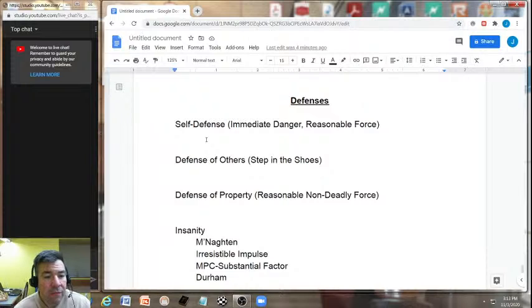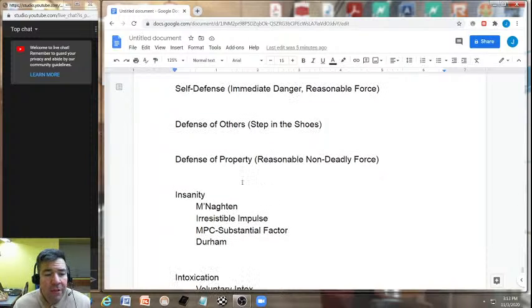Okay. Now, defense of others. The defense of others is dependent on whether or not the other in question, whom the person is coming to the rescue of, can in fact defend themselves, and with what level of defense they can defend themselves. In essence, we're looking at the stepping into the shoes aspect. Can the others we're talking about here defend themselves with deadly force in terms of self-defense? Can they defend themselves with non-deadly reasonable force? And so that's why in defense of others we have to assess that. Now, defense of property. In defense of property, we're looking at reasonable non-deadly force.